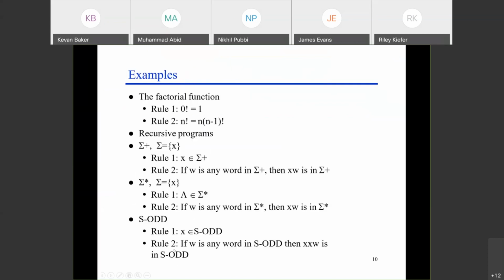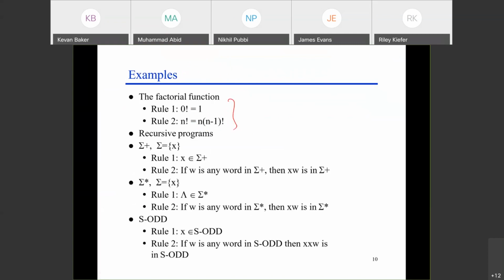So now there is no more new information in this. For the factorial, you already saw that rule 1 is 0 factorial is part of the set, and n factorial is equal to n times (n minus 1) factorial. So this is one way of defining the factorial.